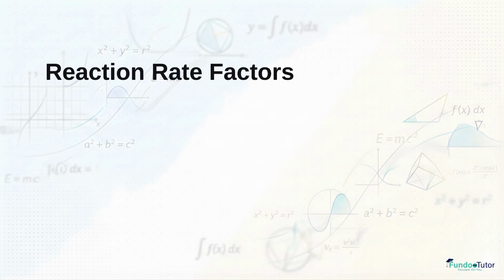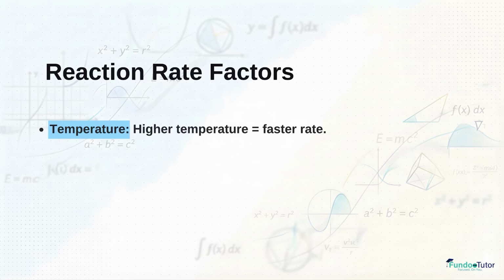So, what if we want to speed up a reaction? Well, it all comes down to collision theory. We need more collisions, and we need them to be more energetic. We can do this in 4 main ways. First, crank up the temperature. That gives particles more energy to move and collide harder.